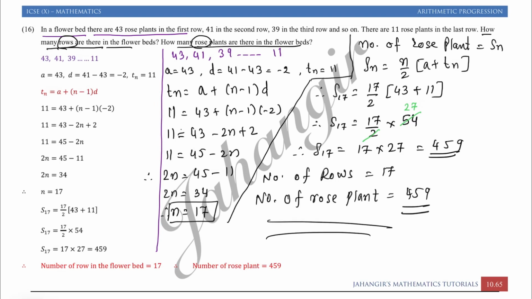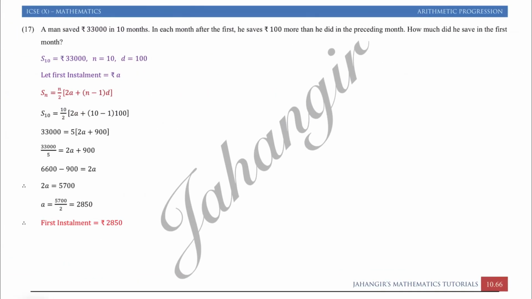It's compulsory when you have an application question. Question number 17. A man saved rupees 33,000 in 10 months. In each month after the first month, he saves rupees 100 more than what he did in the preceding month. How much did he save in the first month?